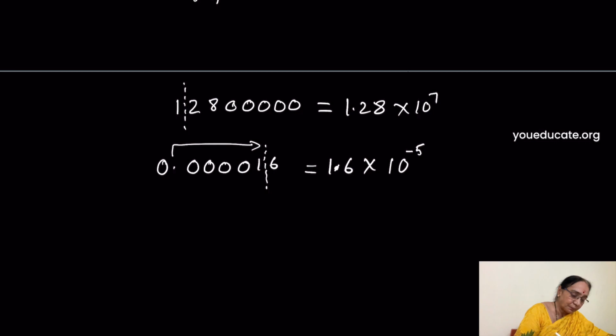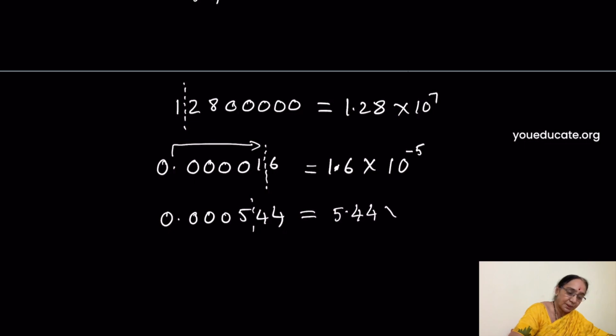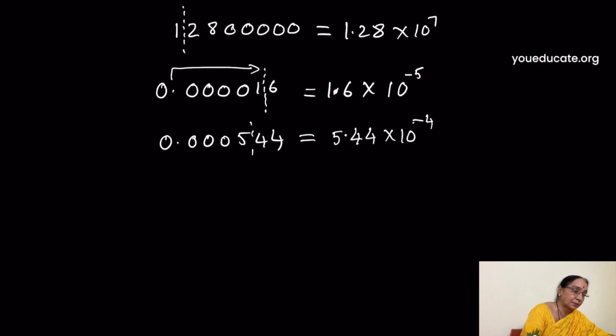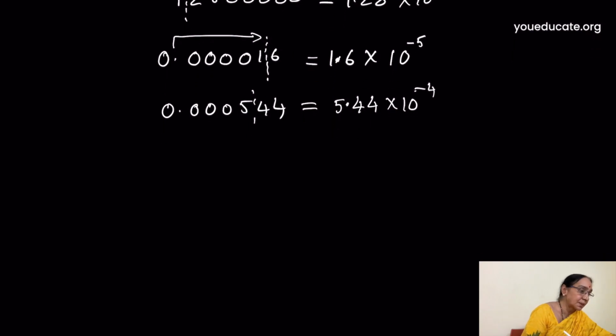One more example. Now here the point has to move 4 places forward. So 5.44 times, compensate that moving forward, 10 to the power of minus 4 with the negative sign. So when you move the point forward, compensate with the negative sign, negative 4. So this is how you write numbers in the standard form. Now let us see some practical applications of this.